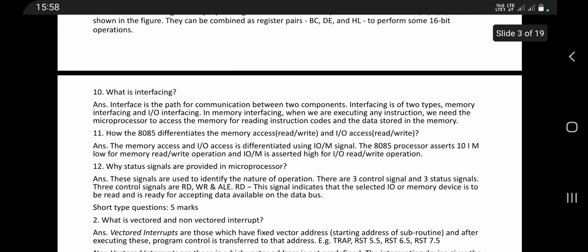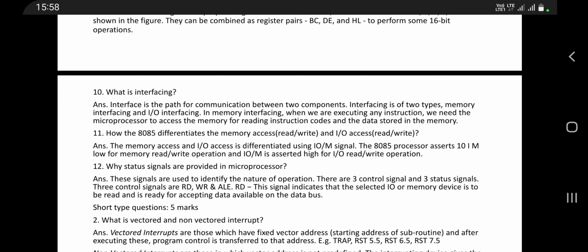The next question is, what is interfacing? Interface, you know, is a path for communication between two components. You can define interfacing in two ways, that is memory interfacing and IO interfacing. If we discuss memory interfacing, you know that while we execute any instruction, we need the microprocessor to access the memory for reading instruction codes and data stored in the memory.